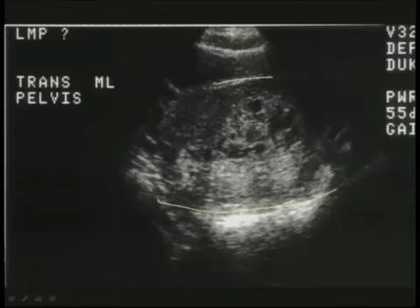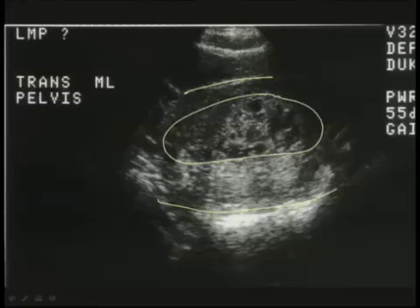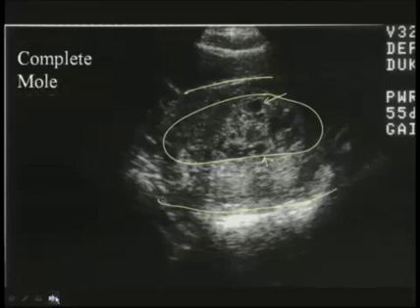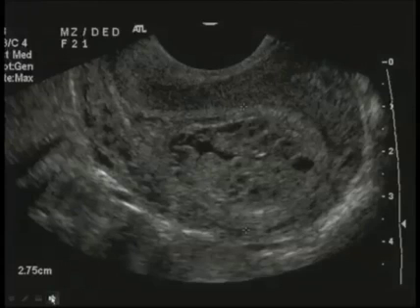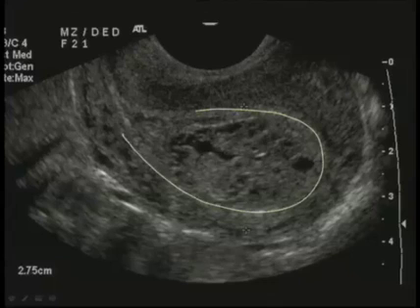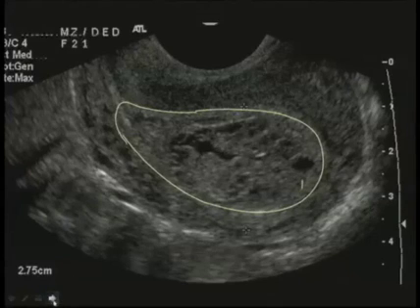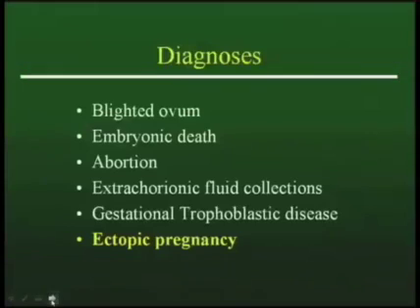Here's the uterus again, and here's the echogenic expansile mass with multiple cystic spaces. And this is a case of a complete molar pregnancy. And finally, this is the last case, very similar to the one just seen: large expansile uterine mass, multiple cystic spaces, and this too is a complete mole.